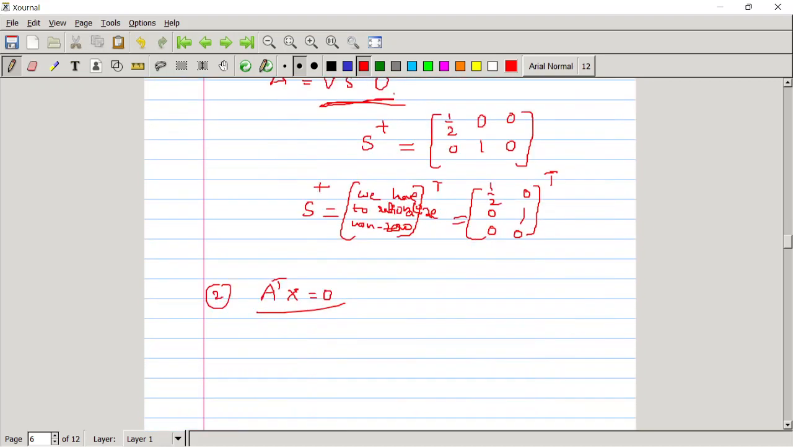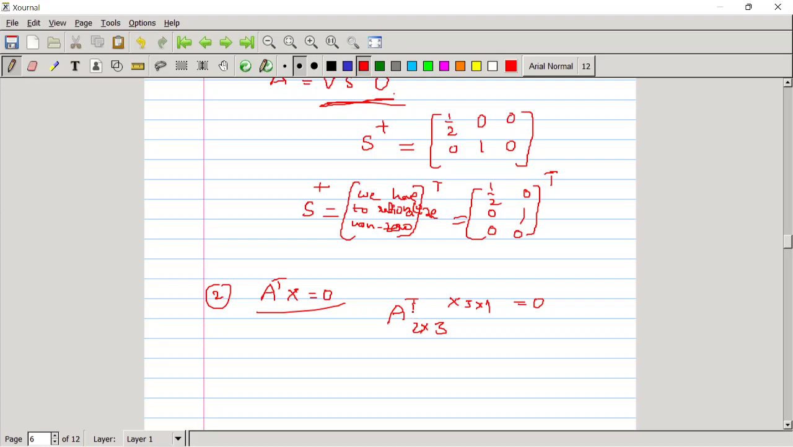Just take x y z. A transpose is a 2 cross 3 matrix, so you have to take a 3 cross 1 column vector X, and make A transpose X equal to the zero column vector. Then you will get some equations. You just solve those three equations, you will get the answer.